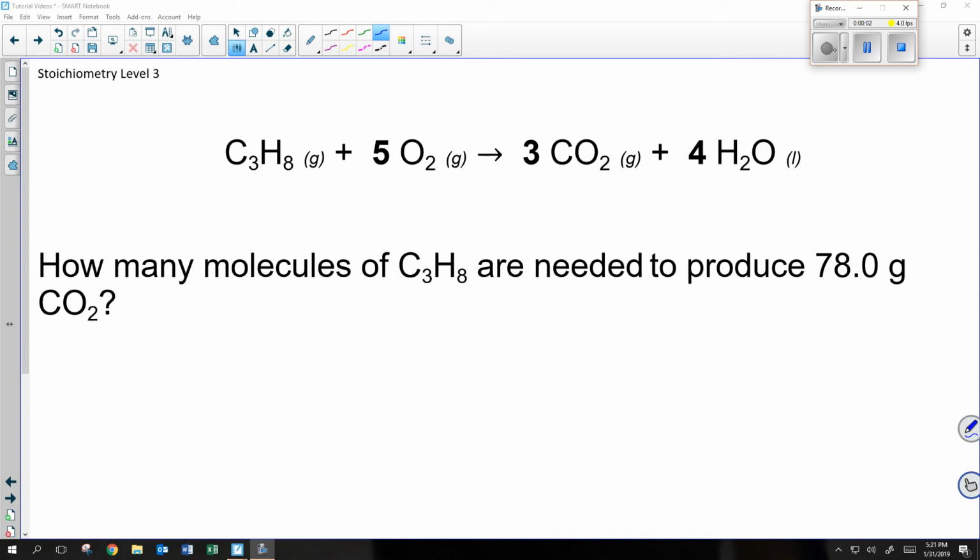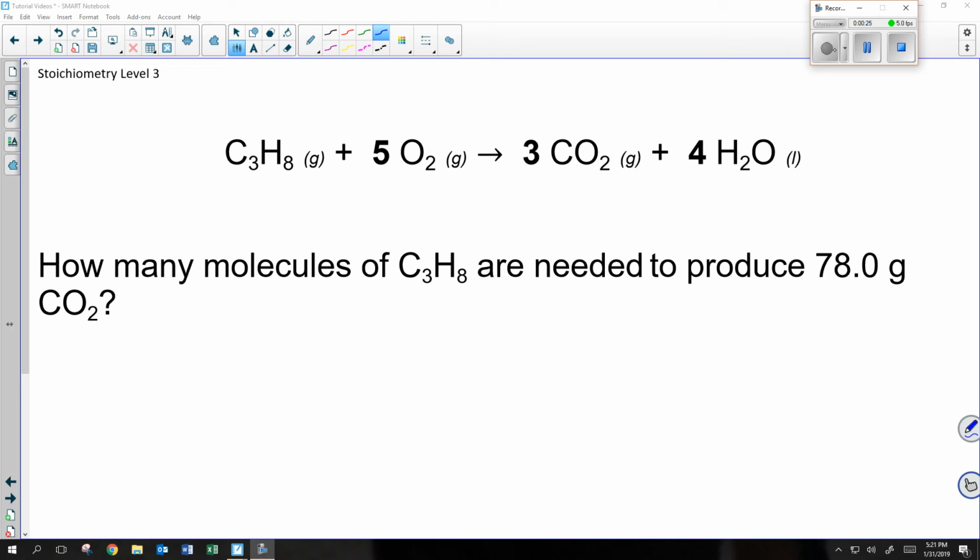In this problem, we are going to be working a stoichiometry level 3 question using proportions, where we are converting from grams of one substance to molecules of another substance. We already have our balanced chemical equation. The question reads, how many molecules of C3H8 are needed to produce 78.0 grams of CO2?